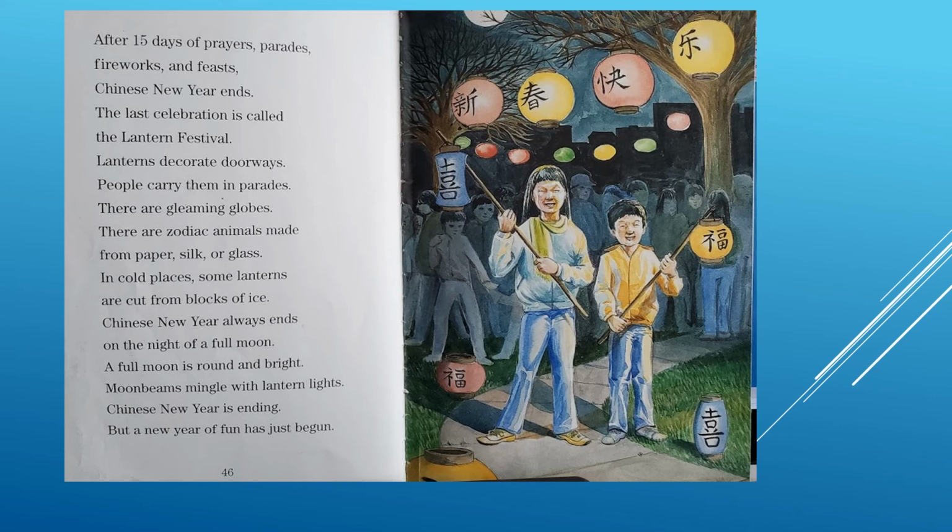After 15 days of prayers, parades, fireworks, and feasts, Chinese New Year's ends. The last celebration is called the Lantern Festival. Lanterns decorate doorways. People carry them in parades. There are gleaming globes. There are zodiac animals made from paper, silk, or glass. In cold places, some lanterns are cut from blocks of ice. Chinese New Year always ends on the night of a full moon. A full moon is round and bright. Moonbeams mingle with lantern lights. Chinese New Year is ending, but a new year of fun has just begun.